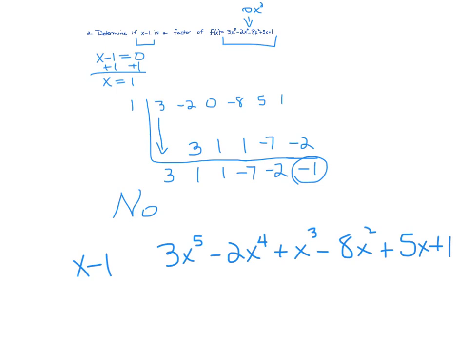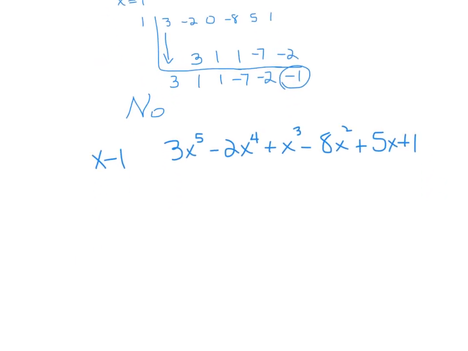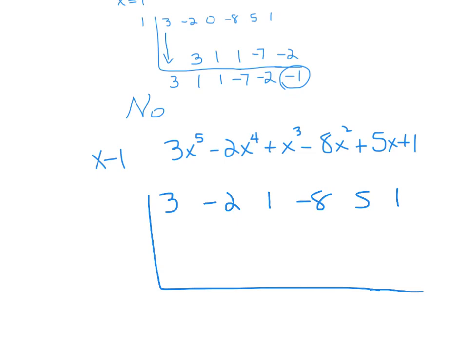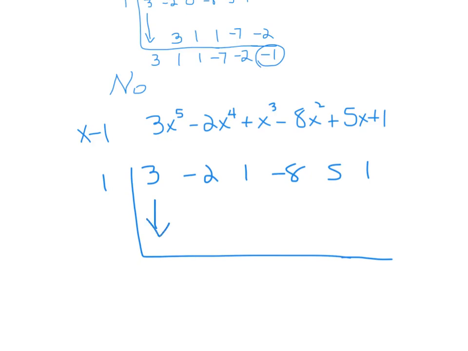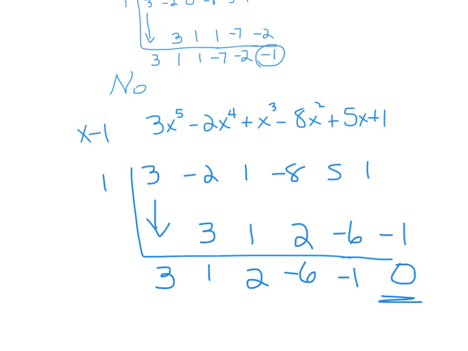Now, watch what happens when I just slightly change the problem. I'm going to again take my coefficients: 3, -2, this time it's a 1 instead of a 0, -8, 5, and then 1. And again, I'm dividing by 1. So when I bring down, multiply, add, multiply, add, multiply, add, multiply, and add, this time I got a remainder of 0.